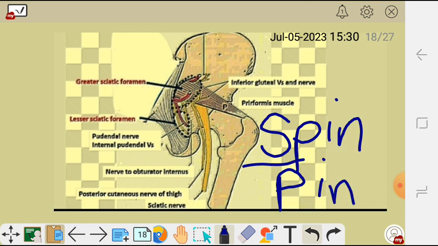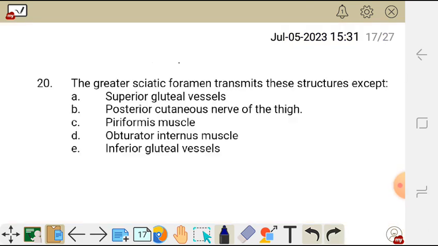Okay, so spin, pin. The S is for the superior gluteal artery. The P is for the piriformis muscle. The I is for the inferior gluteal artery and nerve. And the N here is the nerve to obturator internus. We have the P here, which is for the pudendal nerve. Okay, the I is for the internal pudendal artery. Those are the structures which are passing in the greater sciatic foramen.